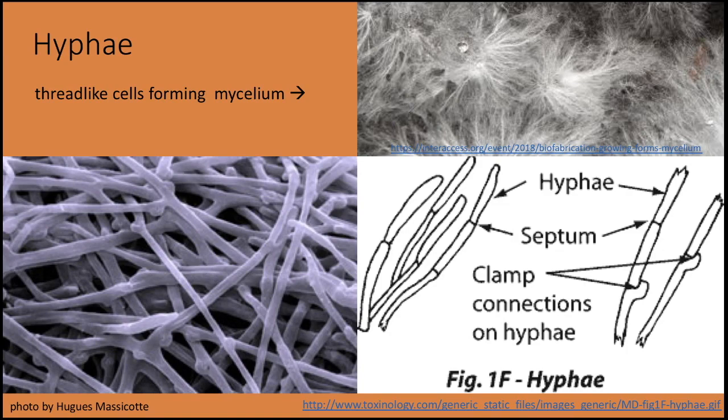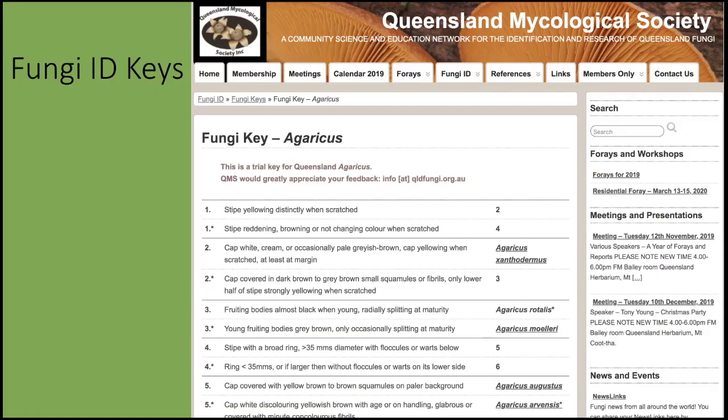Now, another great thing that's kind of missing in Australia a lot, we don't have many fungal keys, but what you can do once you've learned all the, or you have images and diagrams in front of you, and you kind of learn a little bit about the different features of fungi, you can go back and key them out. So, you can say, for example, with this one on the Queensland Mycological Society, you've got number 1, stipe is yellow. It yellows distinctly when scratched. So if you scratch your stipe of a particular mushroom you're holding, does it go yellow? If it does, you go to number 2. But if it doesn't, you have to keep going.